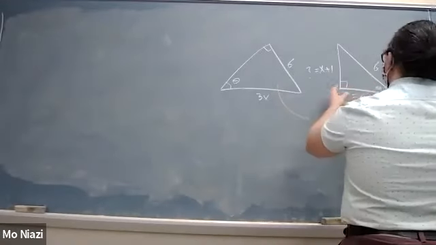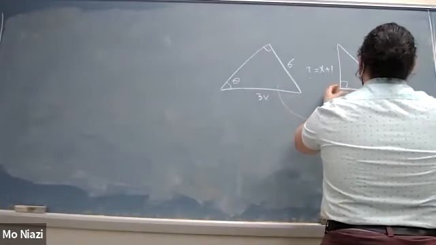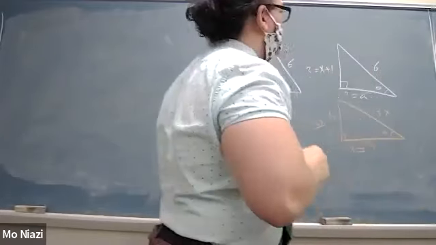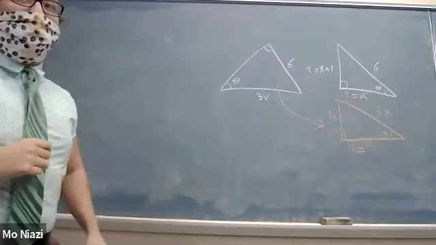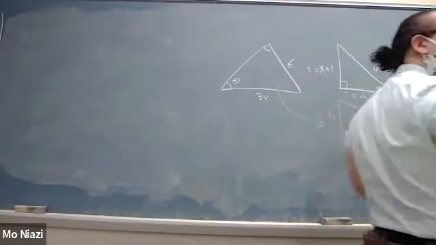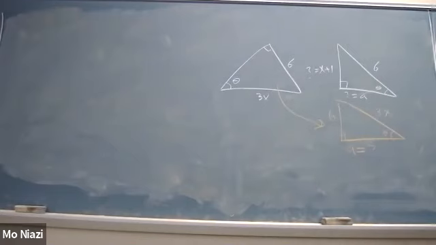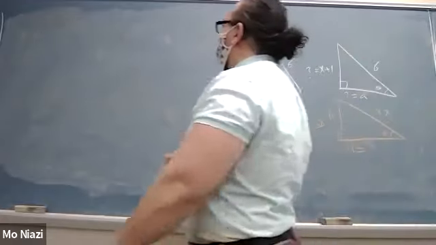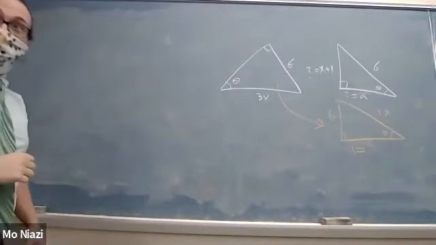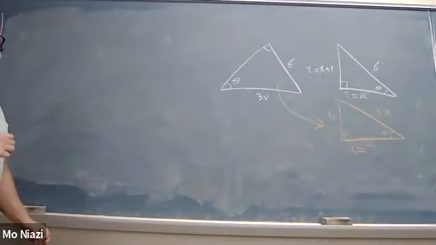Because this is not necessarily a 30, 60, 90. This theta can be anything. It's not necessarily a 30, 60, 90. Furthermore, it's not necessarily a 45, 45, 90. So what are we to do? Can we set up a proportion? Yes. What is the proportion you want to set up?